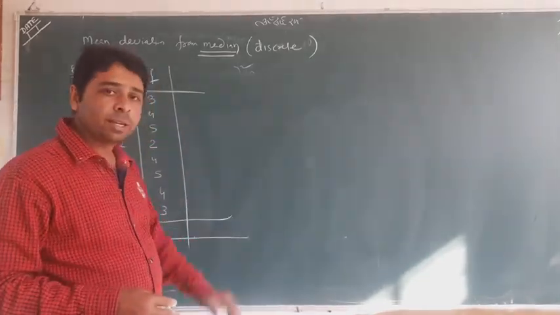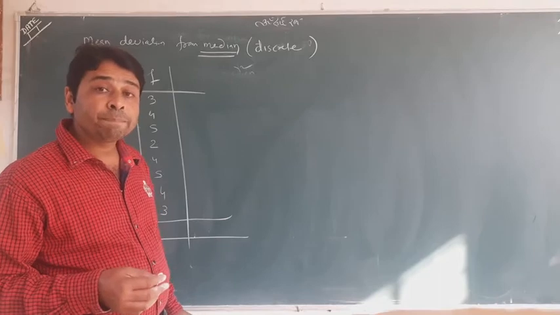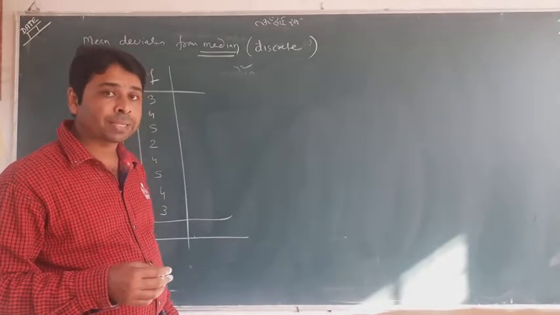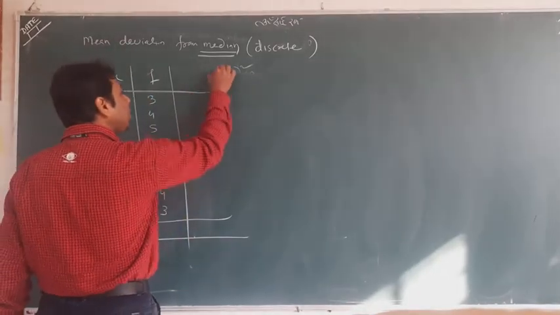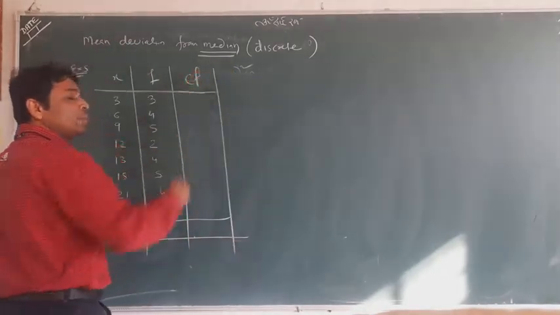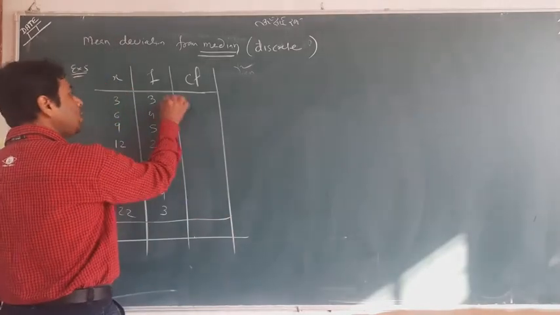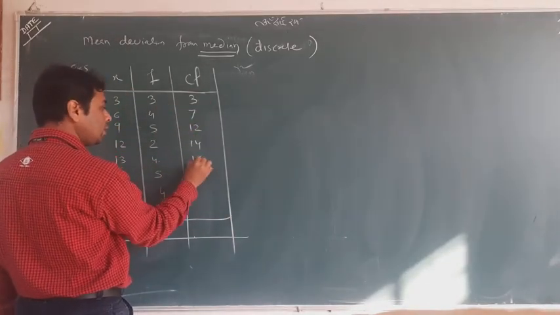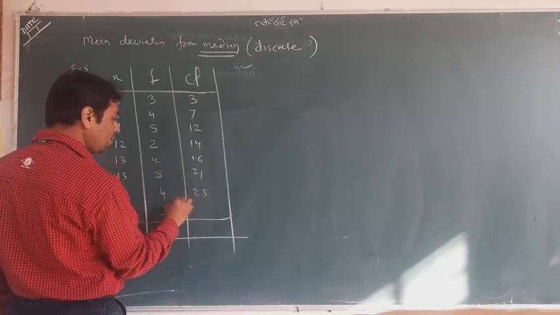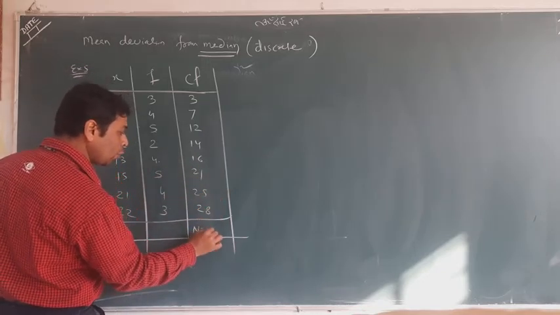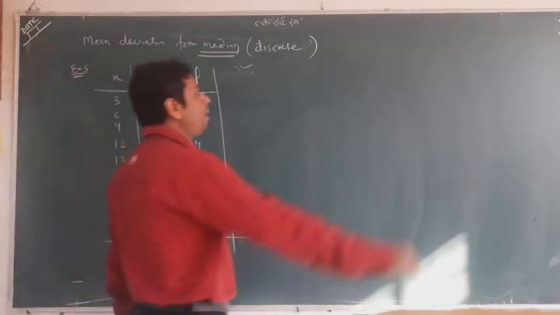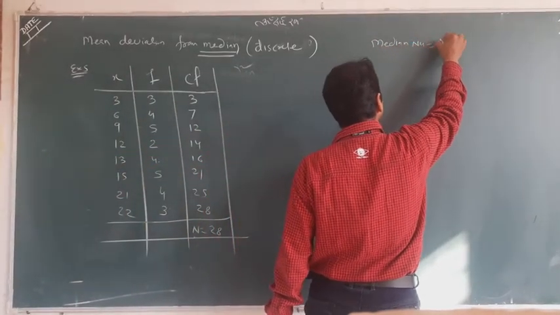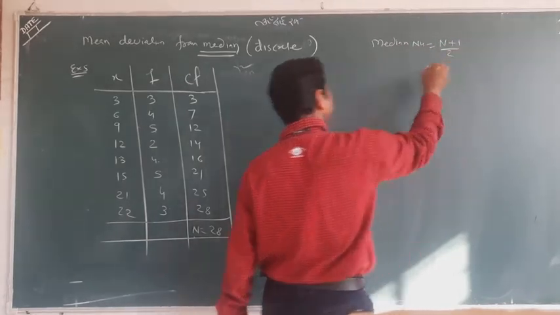Now second thing, how can we find the median? It does not contain a particular formula, it is just a method. So for finding the median, we find CF, the cumulative frequency, which is 3, 7, 12, 14, 18, 23, 27, 30. The last term is called N. We first find the median number, which is N plus 1 by 2.